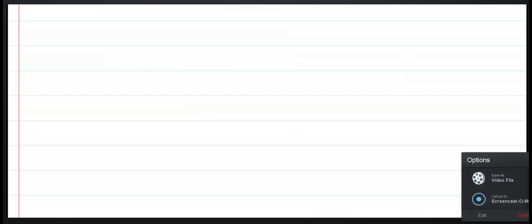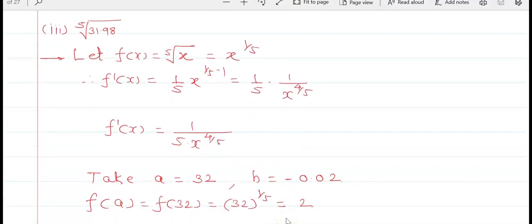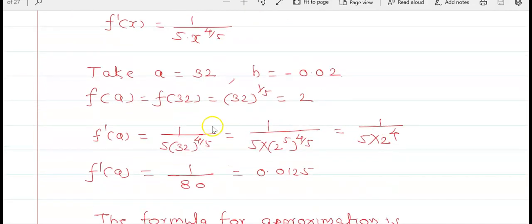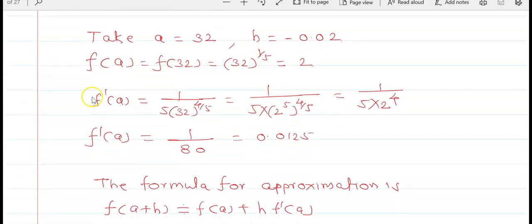See this also here. This is the problem, that is the fifth root of 31.98. f dash of x is 1 upon 5 into 1 upon x raised to 4 upon 5, its derivative. Now here a is equal to 32, h is equal to minus 0.02. f of a is equal to 32 raised to 1 upon 5, that is equal to 2. f dash of a is equal to 1 upon 5 into 32 raised to 4 upon 5. 32 means what? 2 raised to 5. This 5 gets cancelled. 2 raised to 4 means what? 16. 16 into 5, that is 1 upon 80. Calculate its value, that is 0.0125.